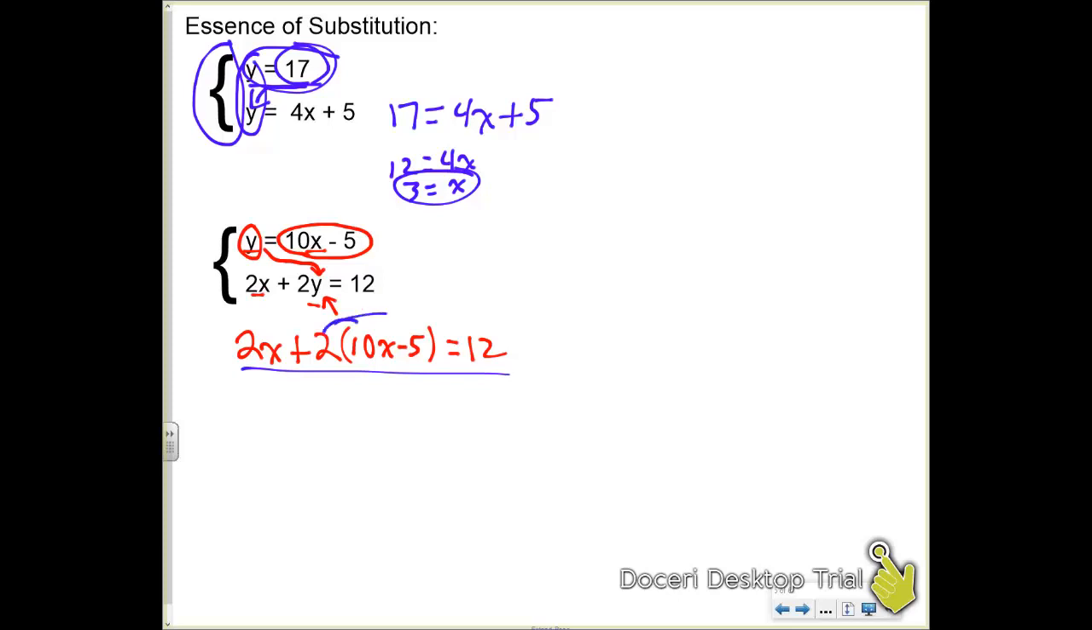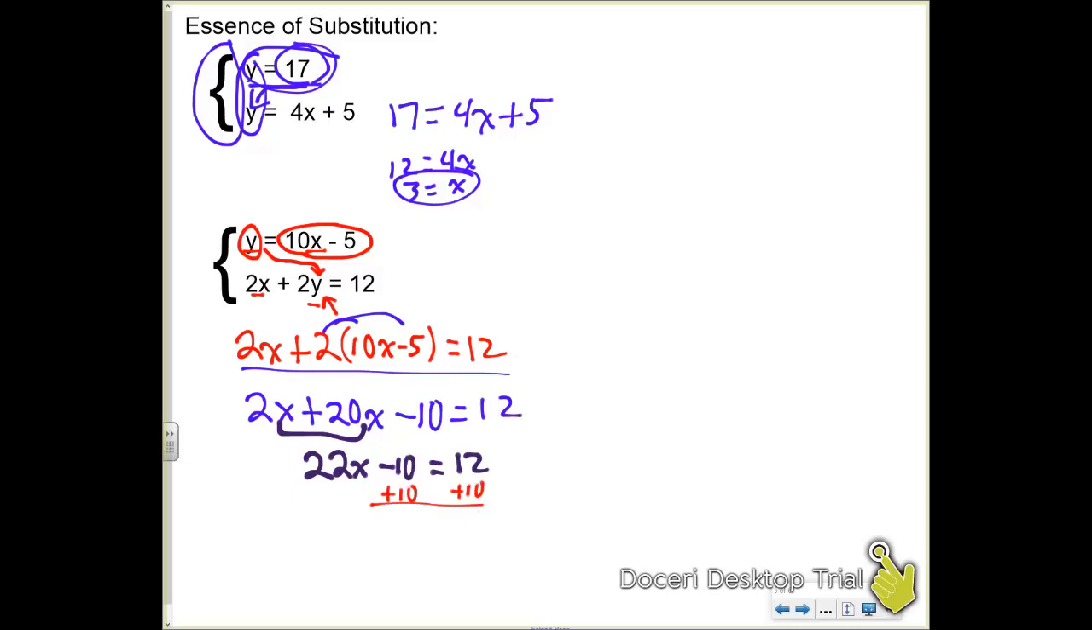So distribute. So we have 2x plus 20x minus 10 still equals 12. I'm going to combine my like terms first. So I have 22x minus 10 equals 12. Going to add 10 to both sides. This zeroes out. 22x plus 0 is 22x equals 22. And now I'm going to divide both sides by 22, and x ends up equaling 1.